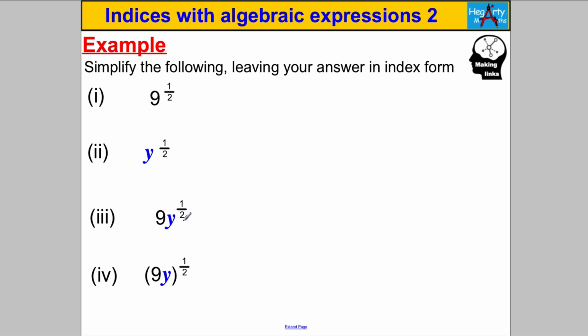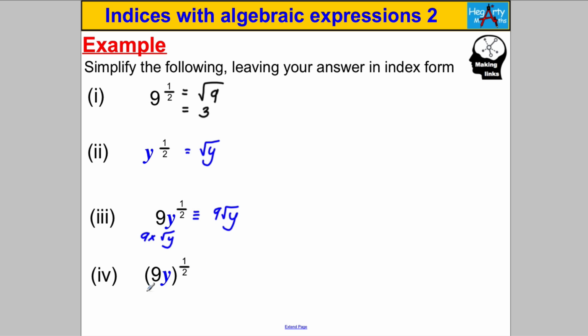Okay, the last slide. Pause and tell me what 9 to the half means, or work it out. 9 to the half means the square root of 9, and the square root of 9 is 3. So what does y to the half mean? Well, it means the square root of y, which you just leave like that in root form. 9y to the half, what does that mean? Well, it means 9 multiplied by y to the half, which is root y. And the mathematician writes 9 multiplied by root y as simply 9 root y.